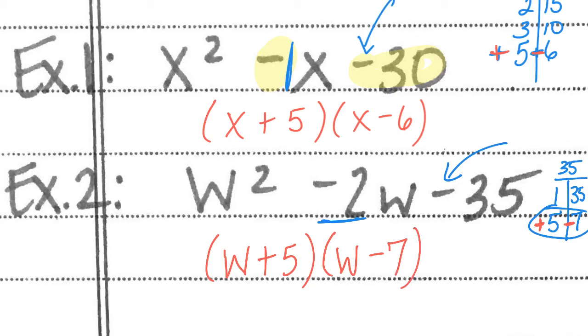And I just want to remind you that you could FOIL. First terms, w squared. Outers and inners will give me that negative 2w, and last terms would give me that negative 35. So my answer is going to be w plus 5 times w minus 7.